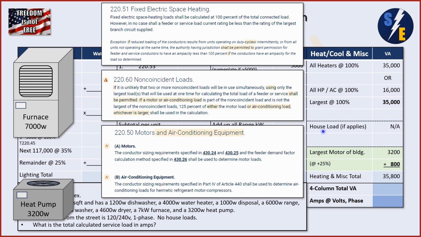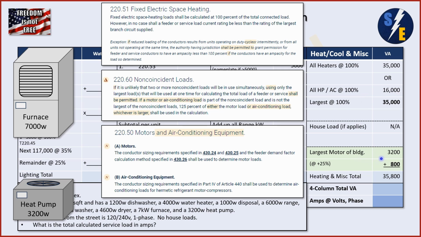Next, we have our house loads, if they apply, which they don't in our case. And then lastly, we're going to take the largest motor of the building. And in this case, and in most residential cases, the largest motor is going to be your compressor motor of your heat pump or air conditioner. And that's what we're going to do here.